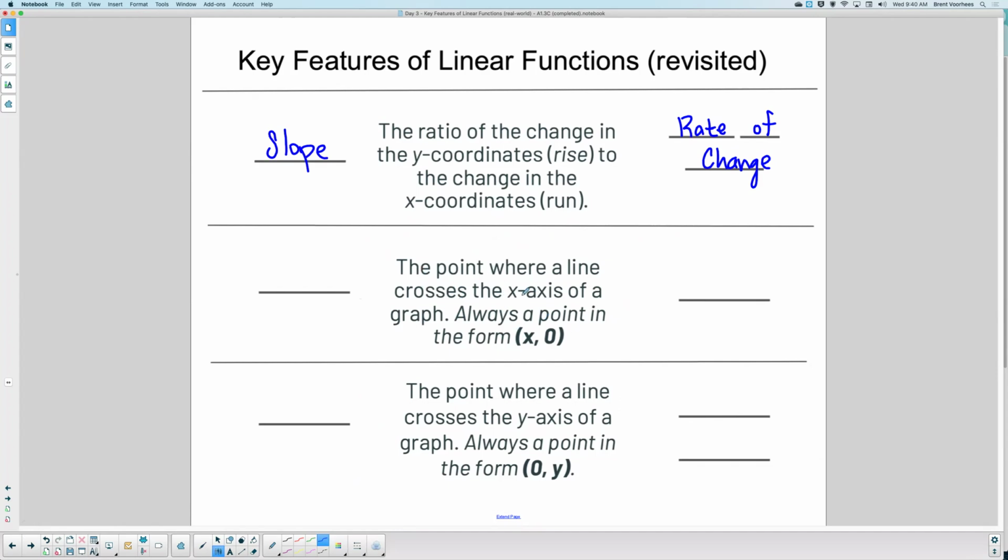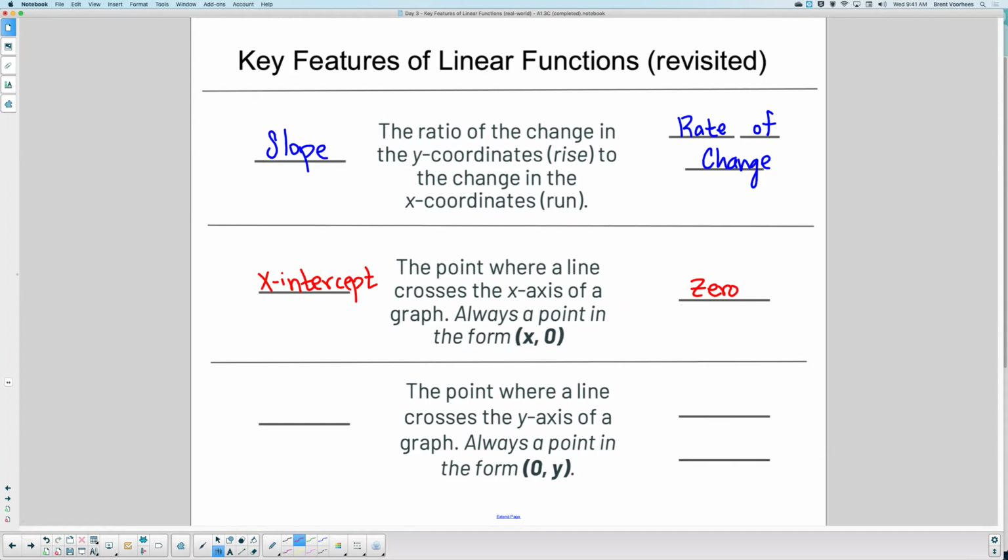The point where a line crosses the x-axis of a graph. It's always in this form. What do we call the point where the line crosses the x-axis? What do we call that point? There are two different names. Show of hands if you think you know one of the two. All right. Ariana? X-intercept, that is one of them. X-intercept is one of the names. Good. Anybody remember the other name? Moxie. Zero, perfect. You got it. Zero is the other name.